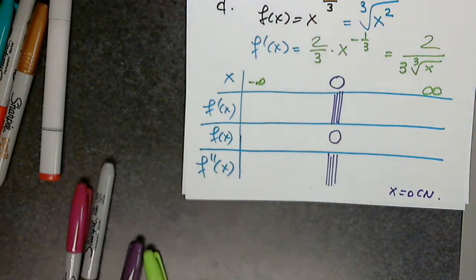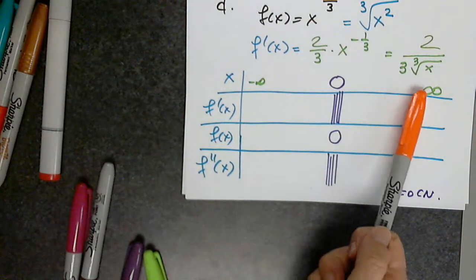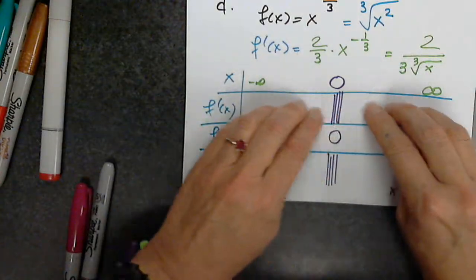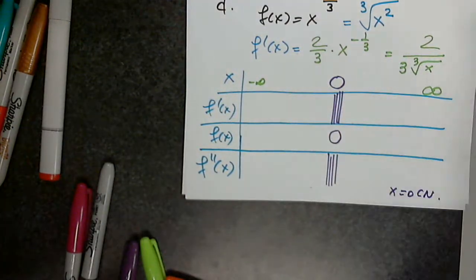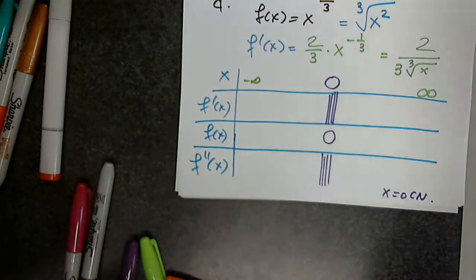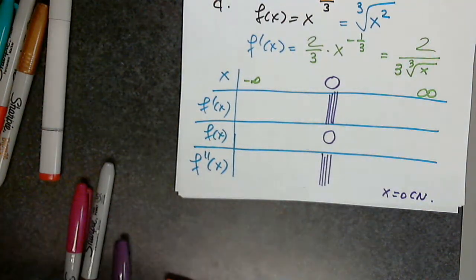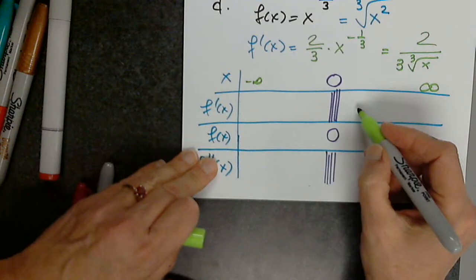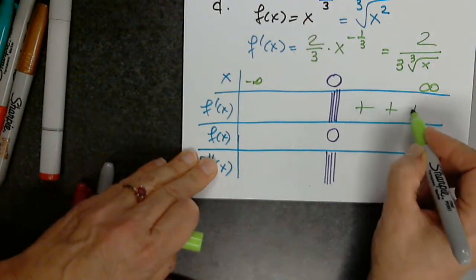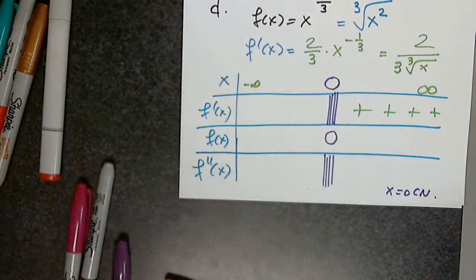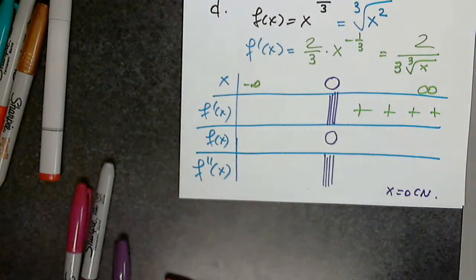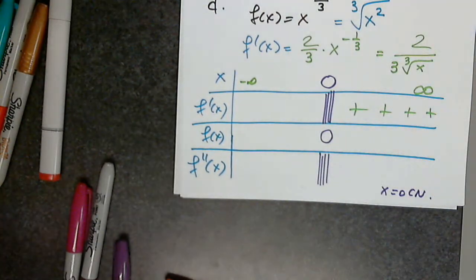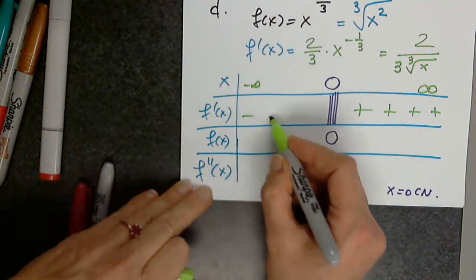Perfect. Now, I need to study the sign of this function. I have to fill it in here. So, when x is a positive number, what kind of number will I get with a cube root on it? When I plug in x, a negative number, what will I get for this? Absolutely.